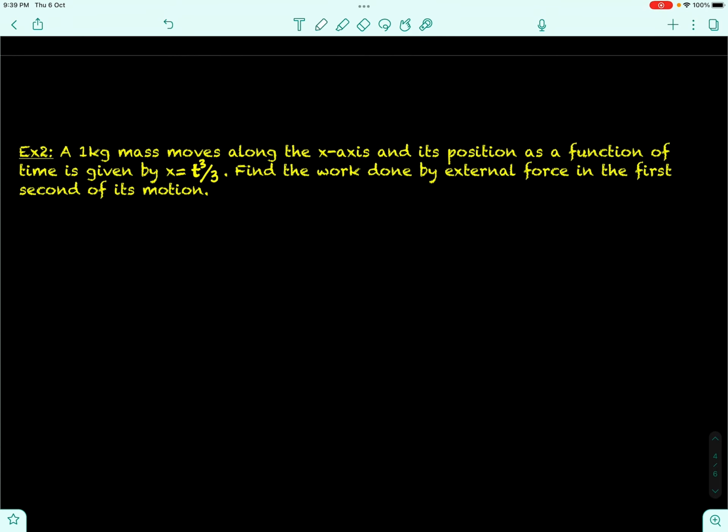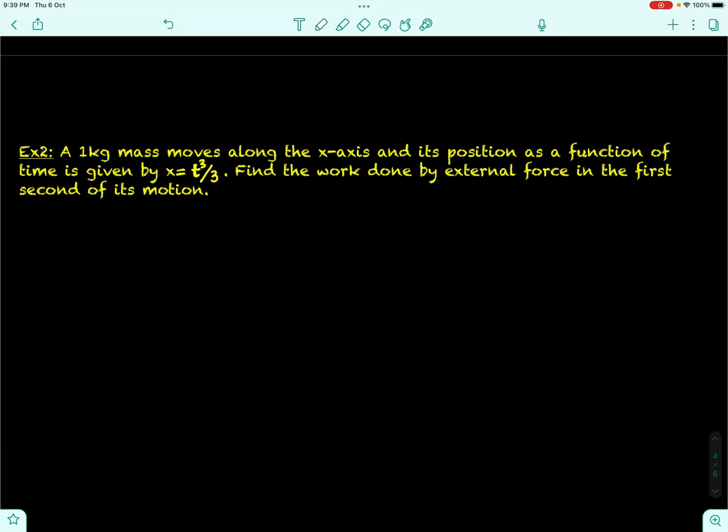Let us have one more question to solve. A 1 kg mass moves along the x axis and its position as a function of time is given by x is equal to t cubed by 3. Find the work done by the external force in the first second of its motion.